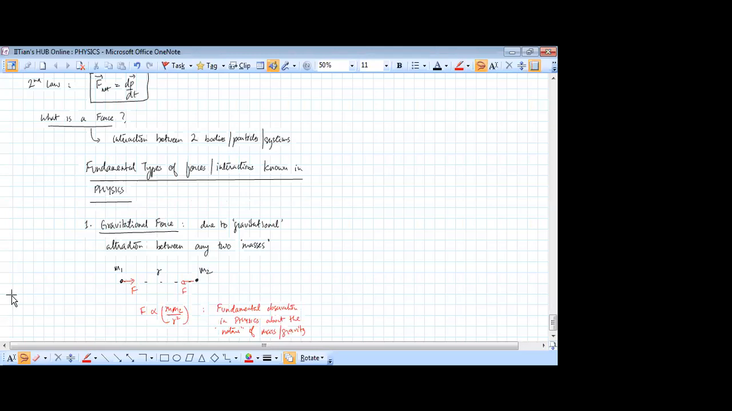Yes, that is correct. Rate of change of momentum, Sarvesh, we have studied that in the first lecture. P is linear momentum, mass into velocity. Yes, correct, yes, ma'am.